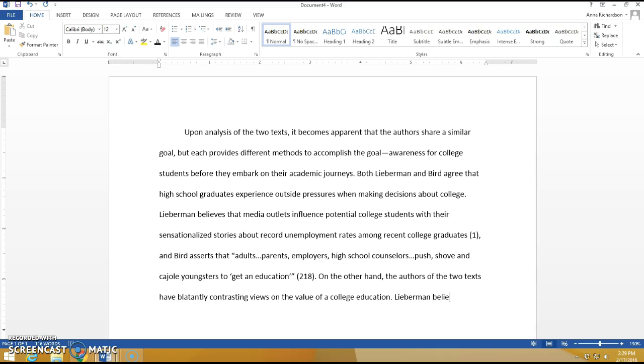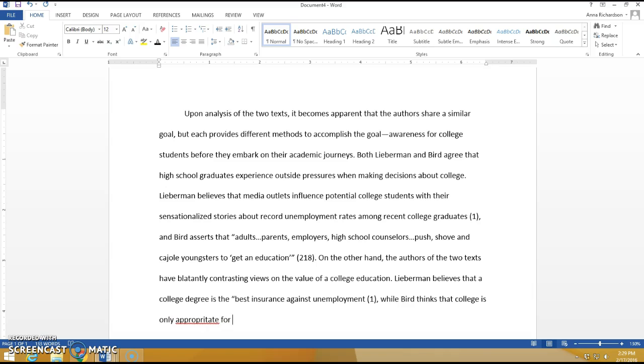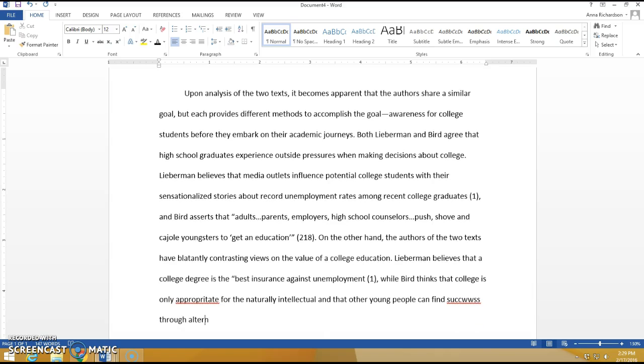Lieberman believes that a college degree is the, quote, best insurance against unemployment, while Bird thinks that college is only appropriate for the naturally intellectual, and the other young people can find success through alternative routes.